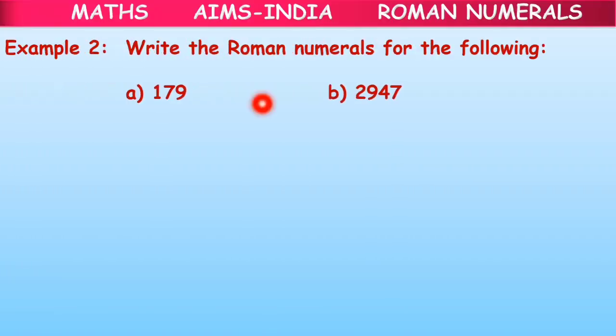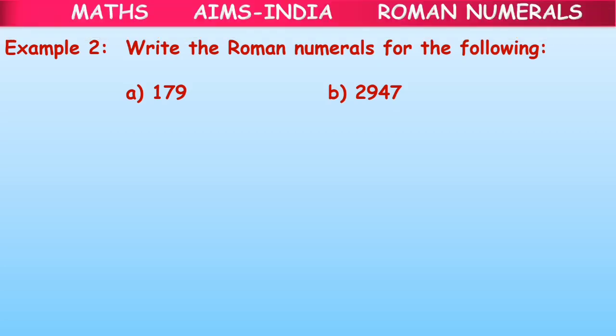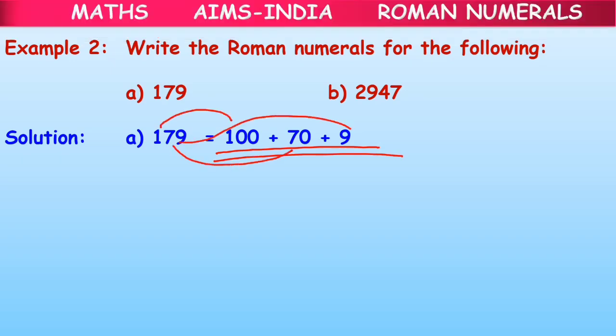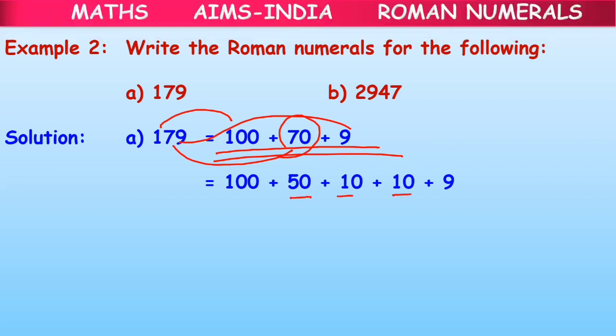Moving on to the second example with the large numbers. Write the Roman numerals for the following. What should we do now? We should write the Roman numerals. The first question is 179. Again, what should we do? The first step, we should write the expanded form: 100 plus 70 plus 9. Right? Now again, this 70 can be further split as 50 plus 10 plus 10.